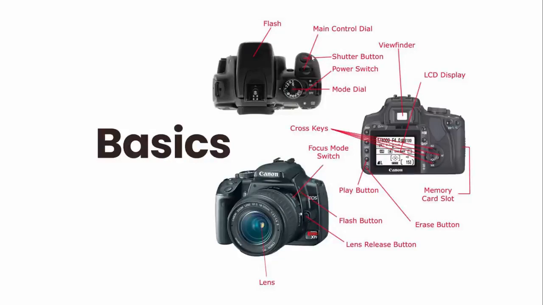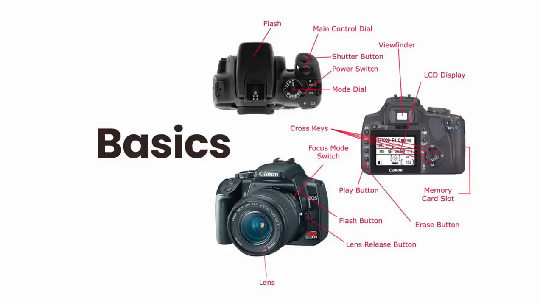Here if you can see, this is what we call the shutter button. This button is useful to click the photo. If you see any photographer clicking a photo, this is the button they usually use. A slight touch is useful for focusing and a hard click is useful for clicking the photo.